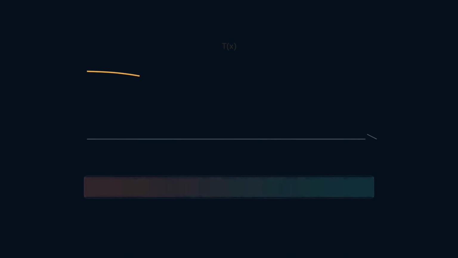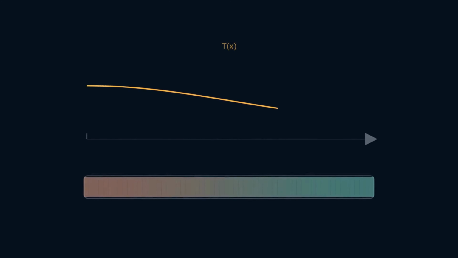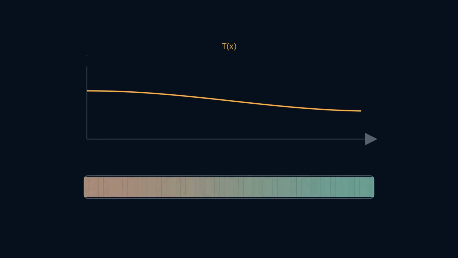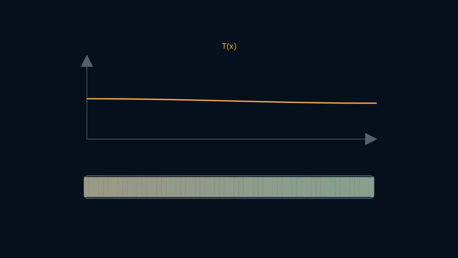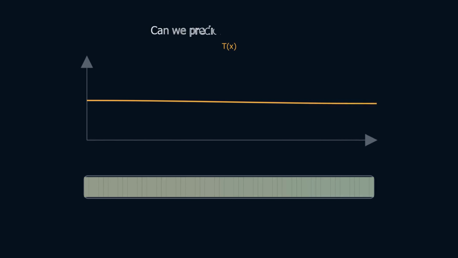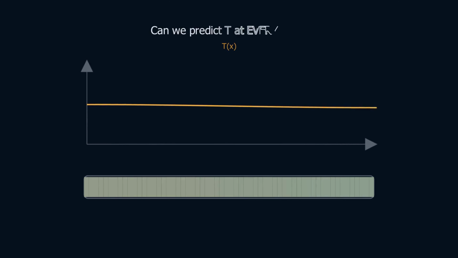Watch this metal rod. One end is hot, the other cold. And as time passes, heat flows until the temperature evens out. You've seen this 1,000 times. Coffee cooling. A pan heating. A room warming up. Now, here's the question that launches one of the most powerful ideas in all of mathematics.